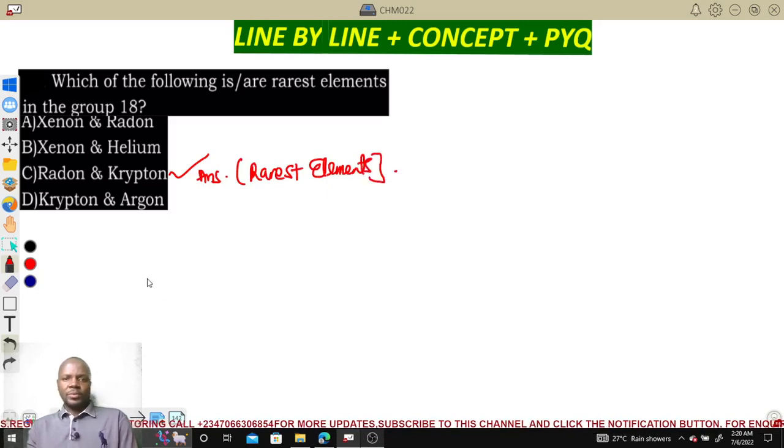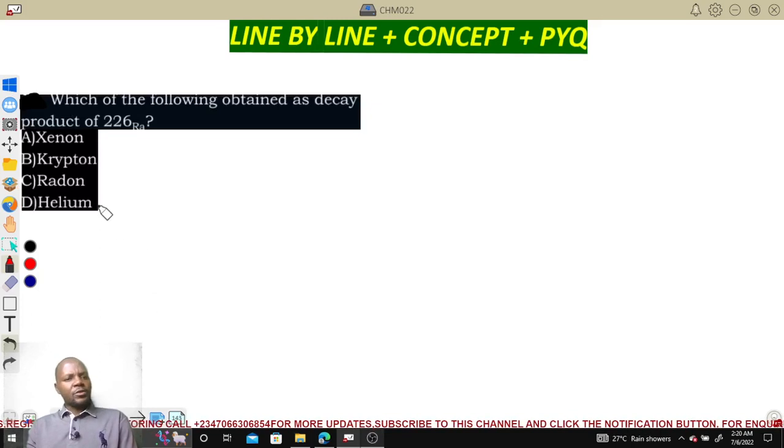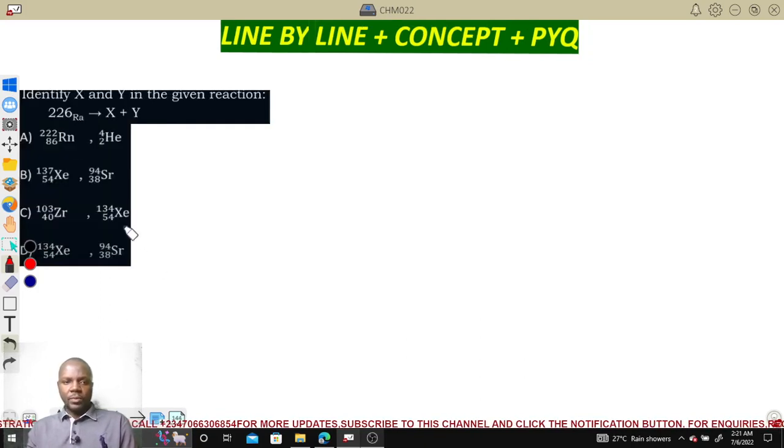The next question says, which of the following compounds is obtained as a decay product of radium? I told you radium will give you radon and helium. That was part of the concept I explained in the beginning. This is the answer to a radioactive substance giving you what? A noble gas. The next one. Identify X and Y in the given reaction. Just what we did. I told you it will be helium.